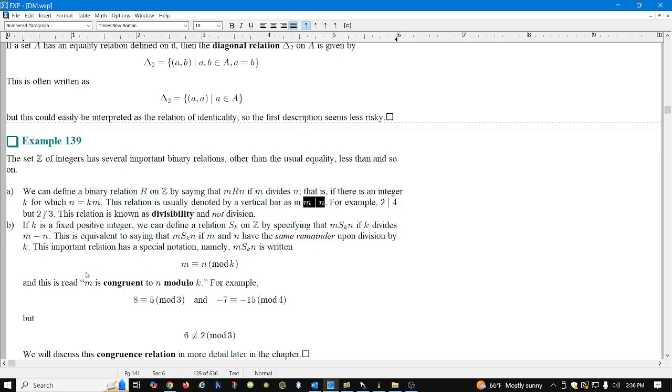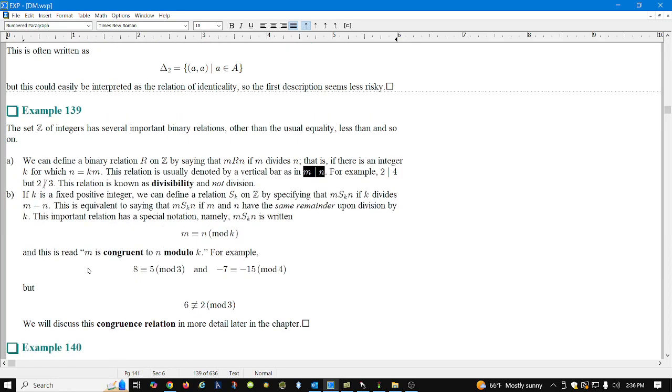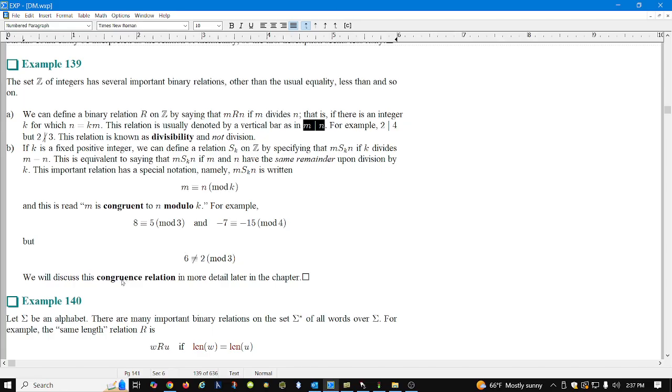This is an important relation, especially in number theory, and has a special notation. It's written this way, and this is read: m is congruent to n, either mod or modulo k. So 8 is congruent to 5 mod 3 because 3 divides the difference. Same thing here. 6 is not congruent to 2 mod 3 because the difference is 4, which is not divisible by 3. This is a congruence relation, congruence modulo k.